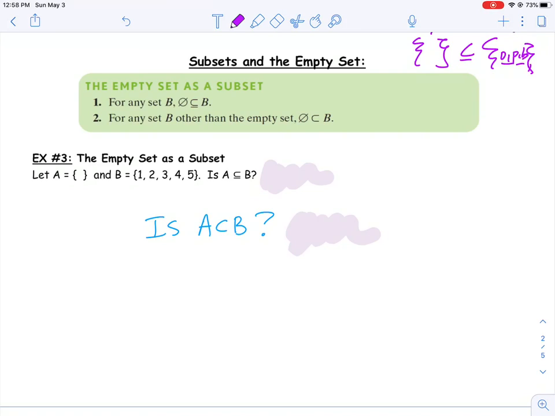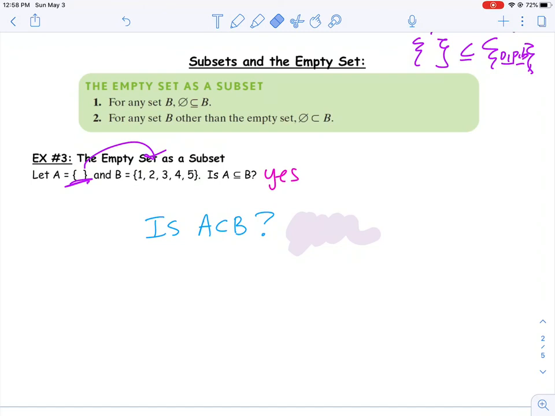So if you look at example number 3, A is an empty set, and B is the set that contains 1, 2, 3, 4, and 5. So is A a subset of B? Is every element of A also in B? Well, if you think about the juice, if I pour nothing into 1, 2, 3, 4, or 5, have I changed it at all? Have I added anything to it? Well, no. And so since I haven't added anything new or different, then I could say that it's a subset. Okay?